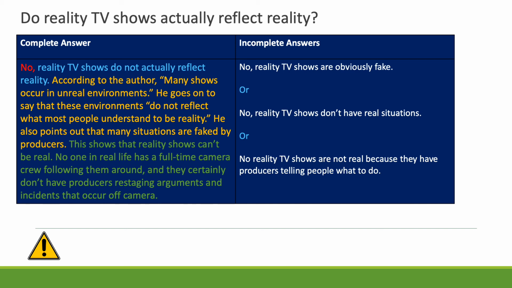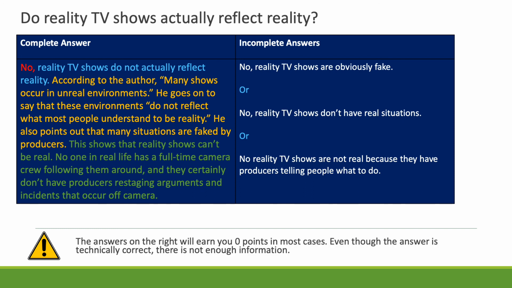So the first one is: no, reality TV shows are obviously fake. Or no, reality TV shows don't have real situations. Or no, reality TV shows are not real because they have producers telling people what to do. While these answers on the right are technically right, it is true that reality TV shows are fake. It is true that they don't have real situations, and it is true that they have producers telling people what to do. The answers will earn you 0 points in most cases because there is not enough information.